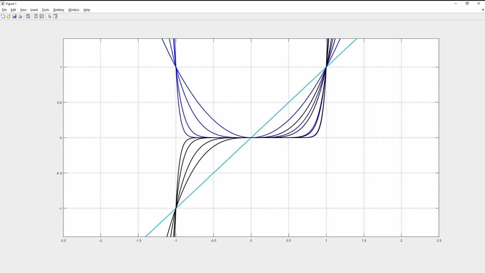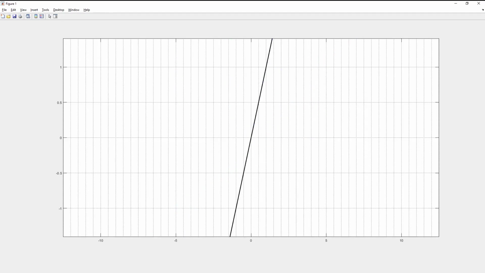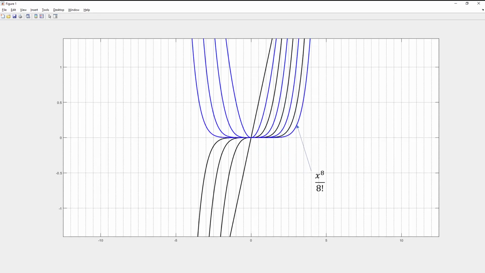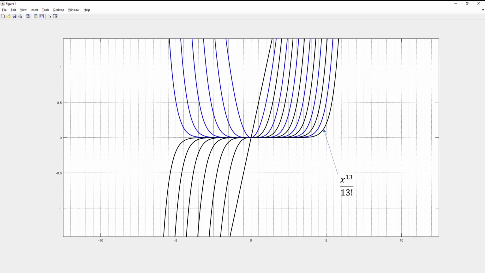Now, if we scale each graph by dividing x raised to power n by the constant n factorial, we get an interesting pattern of almost equidistant curves, especially in the range from -1 to 1. Keep in mind this pattern of x raised to power n over n factorial curves while we explore some more patterns.